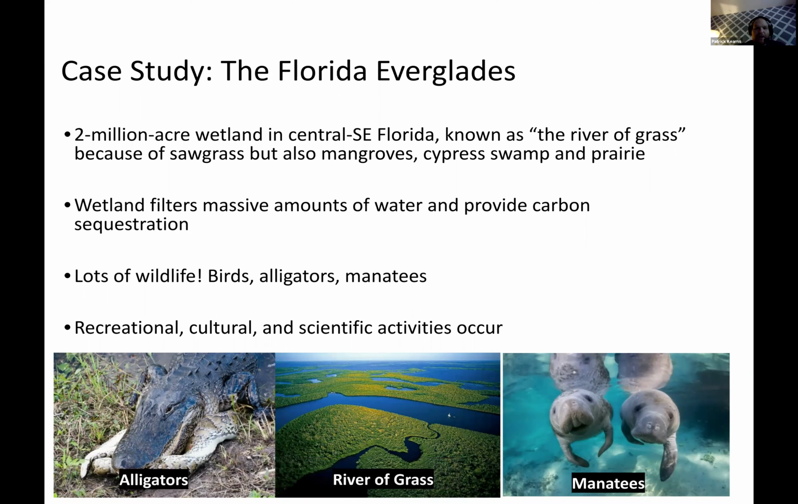And this wetland as a whole filters massive amounts of water, giving clean water to the people of Florida, and provides huge amounts of carbon sequestration, so taking carbon dioxide from the atmosphere and sticking it in plant biomass. So that's a big deal for climate change. And it has lots of wildlife, alligators, birds, manatees, things that you find nowhere else in the world, you find in the Florida Everglades. And then finally, it has this huge recreational, cultural, and scientific value.